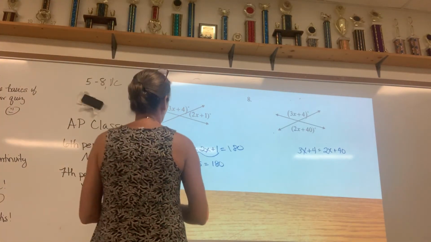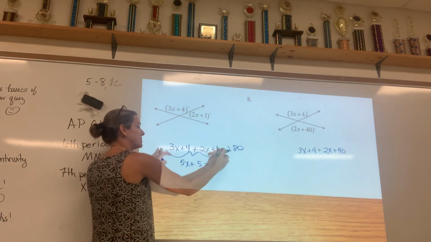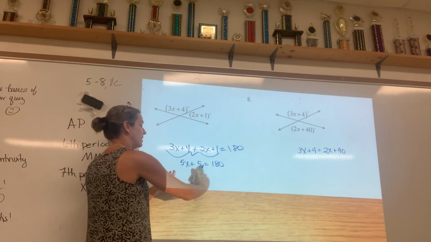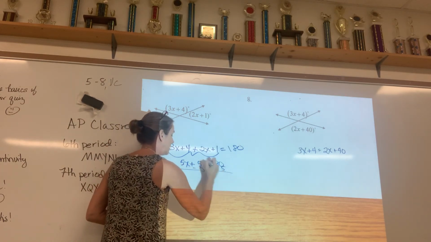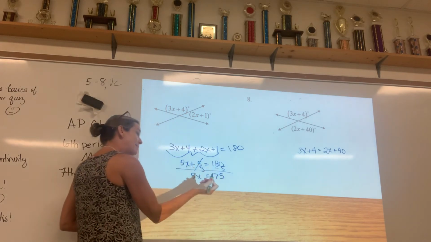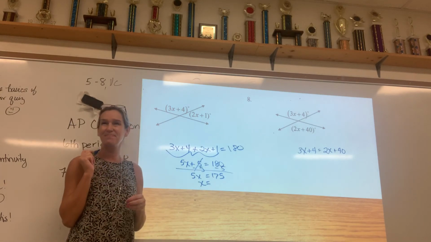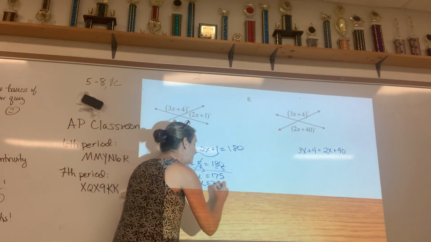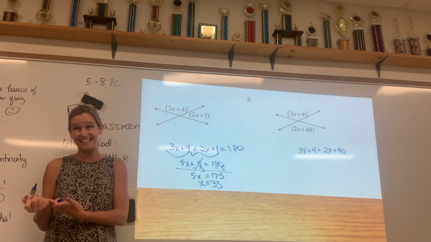Okay, so the last part. Combine like terms, because they're on the same side of the equal sign, you get 5x plus 5. Subtract 5 on both sides. You don't have to show it, you can just do it, and you get 5x equals 175. Divide by 5, and x equaled, what'd you guys get? 35. And remember, in geometry, that's often the answer, but often not the answer.